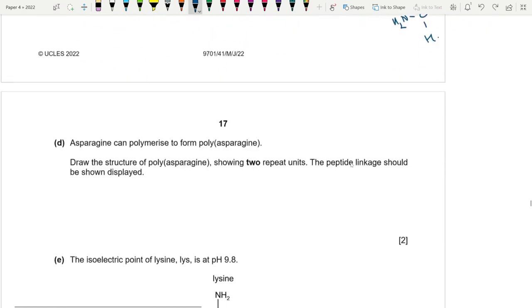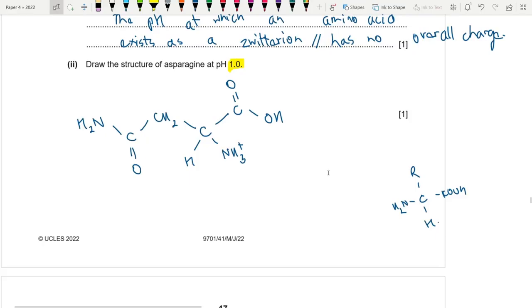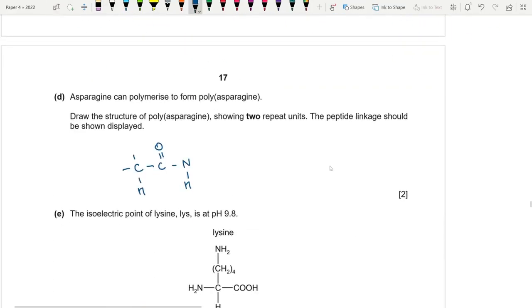Okay, let's do this. So we have a C over here. So we are going to get the CONH bond in. We are going to show 2 repeat units, right? Okay. So this is my hydrogen over here, and this is the R group. What's the R group? CH2 CONH2.